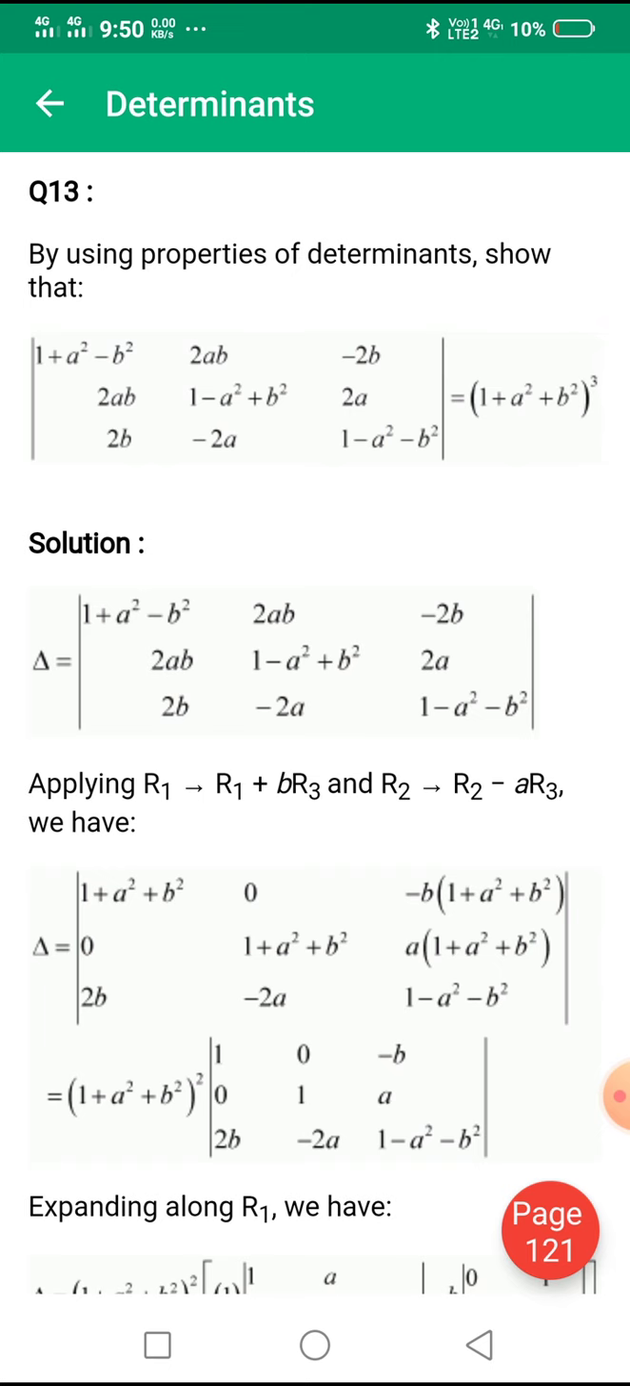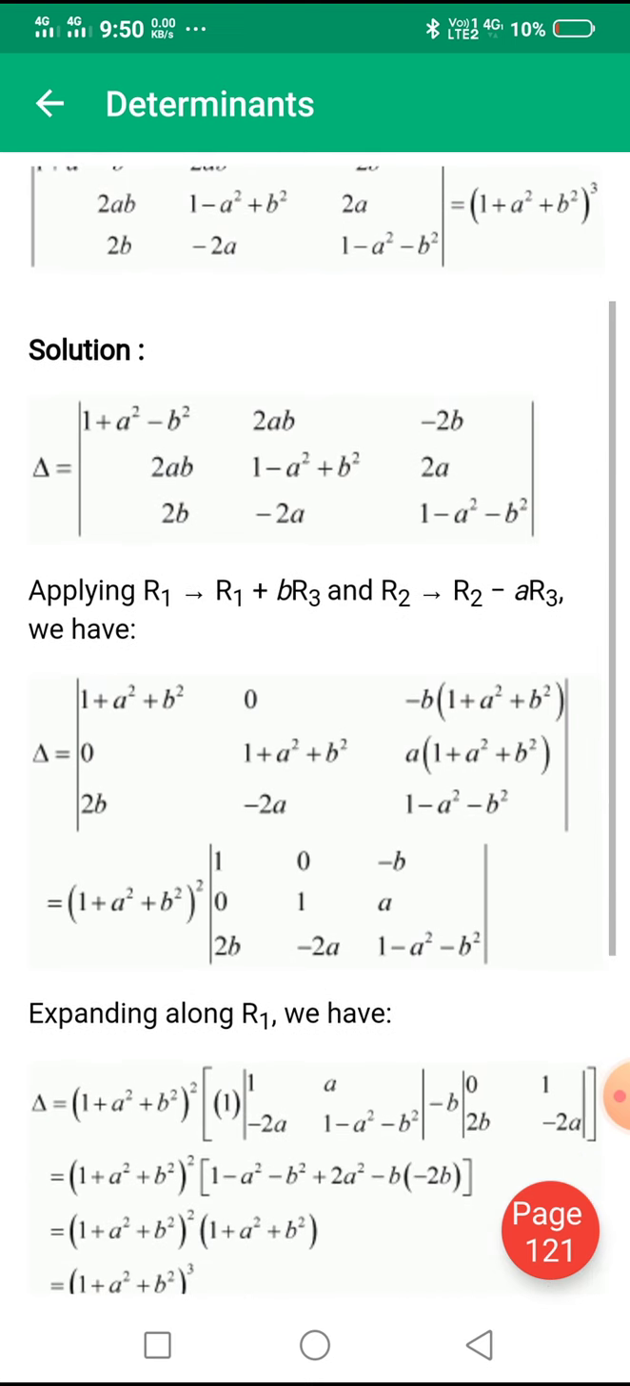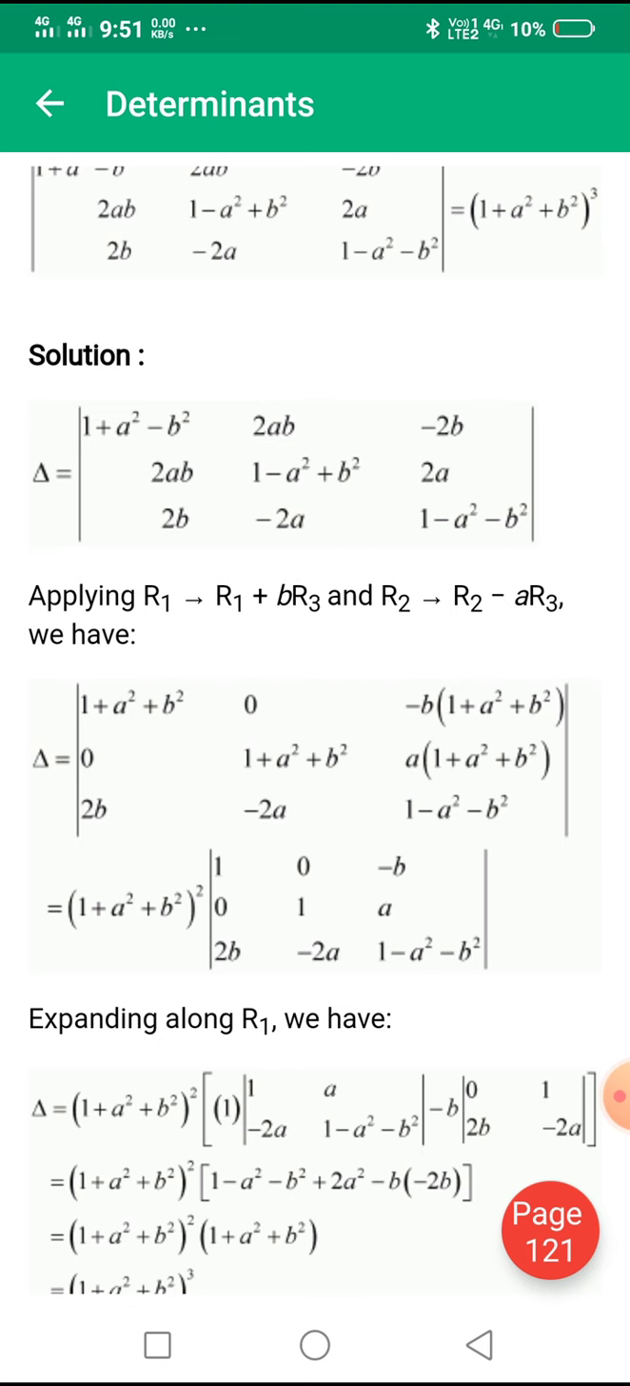Yes. If I multiply row 3 by b and add it in row 1, then you can see that minus b square plus 2b square will give me plus b square. Again, if I subtract row 2 minus a multiplied by row 3, then also minus a square plus 2a square will give me plus a square, right? So if I apply this property, R1 gives R1 plus b into R3 and R2 gives R2 minus a into R3, then I will have this result, right?